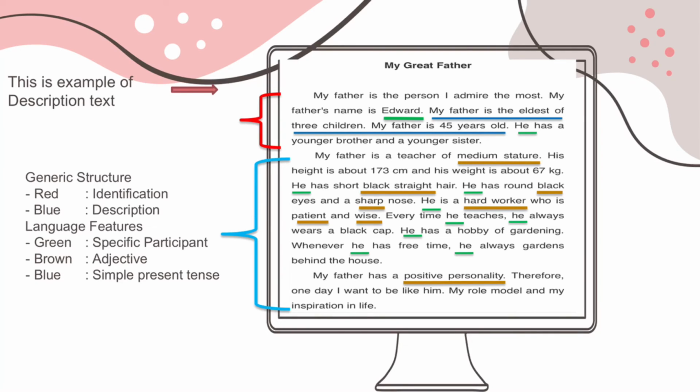Well, then we discuss the language features of my description text example. You can see there are colored lines in the paragraph. Green is a specific participant, then brown is an adjective, and finally the dark blue is the simple present tense.